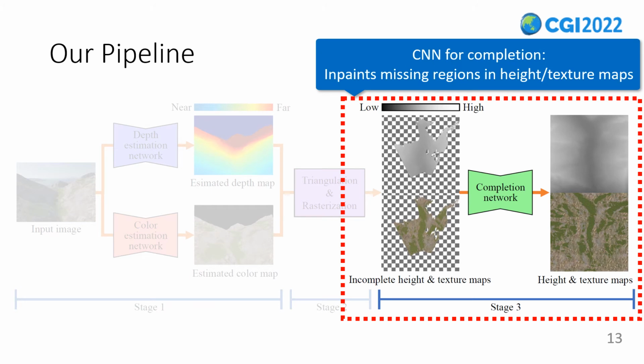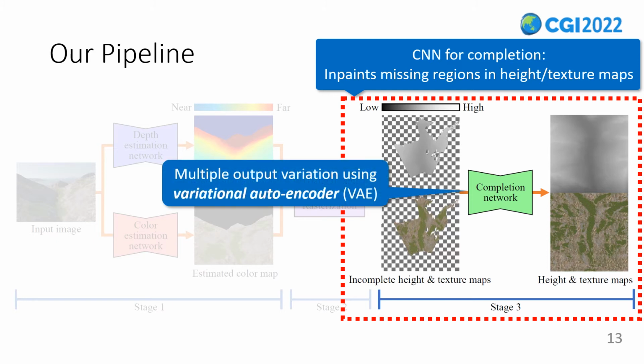Stage 3 fills the missing regions in height and texture maps using a CNN. For this CNN, we employ a variational autoencoder to support multiple outputs to cover possible variations.